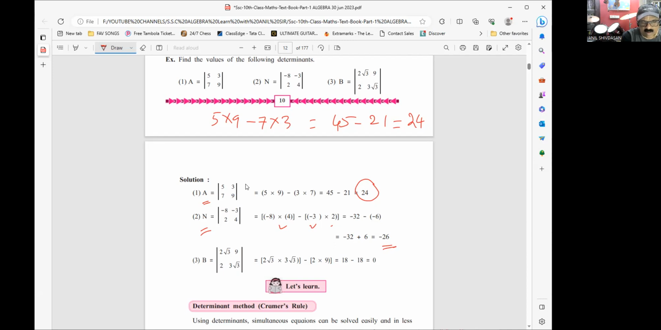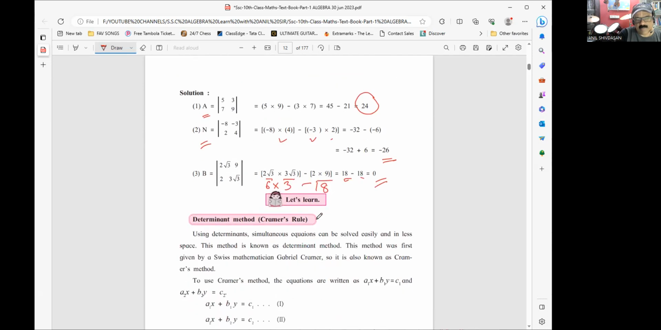Then what about this one? This one is actually 2 root 3 into 3 root 3 minus 2 into 9. So how do you do that? 2 3s are 6. Root 3 into root 3 is 3. Minus 9 2s are 18. So 6 3s are 18, minus 18, which is actually 0. The determinant value is 0.